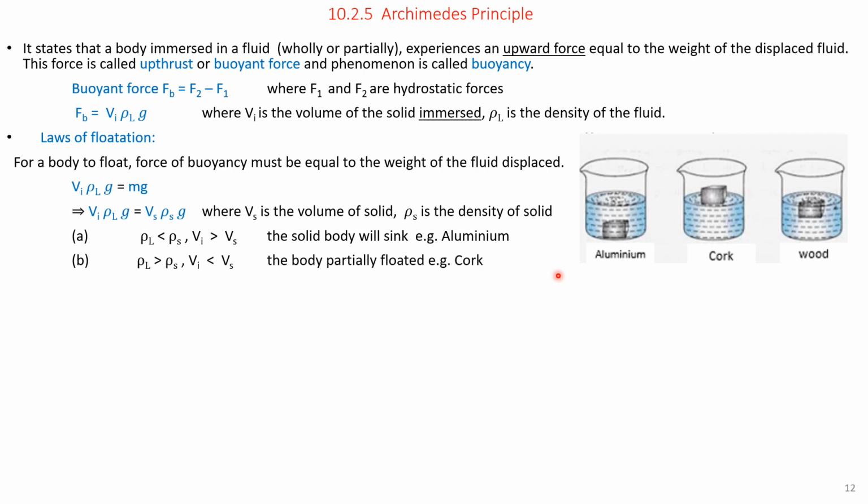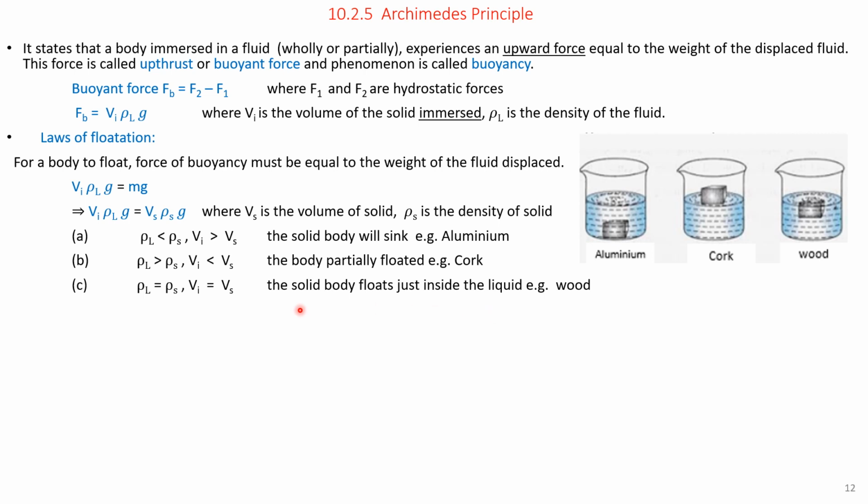In the next case, case B, the density of the liquid is greater than the density of solid. That is, rho L is greater than rho s. Therefore, to equate this equation, Vi will be less than Vs. Hence, the body will float partially. That is a cork, as shown in the figure. Partially it will be floating.